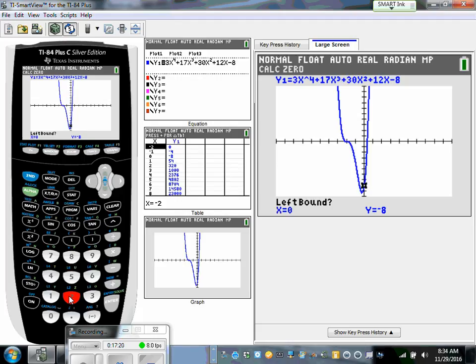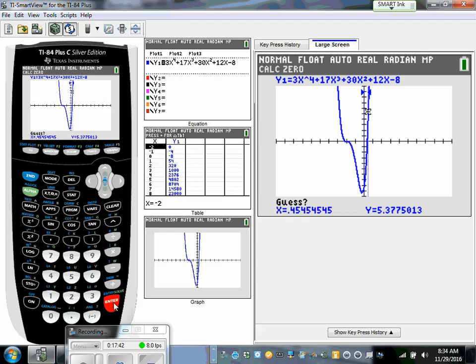So when I'm looking at this graph from left to right, I'm trying to find this point. Is left bound going to be below or above it? Below. So right now my cursor is below. I'm going to hit enter, and it's going to ask for right bound. Is right below or above? Above. It's actually above. So I'm going to move it somewhere above and hit enter.